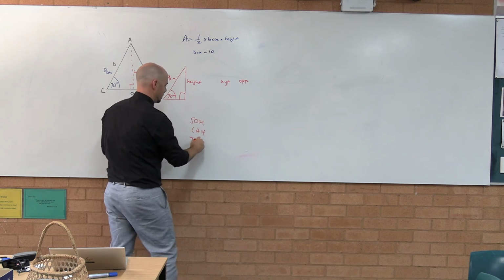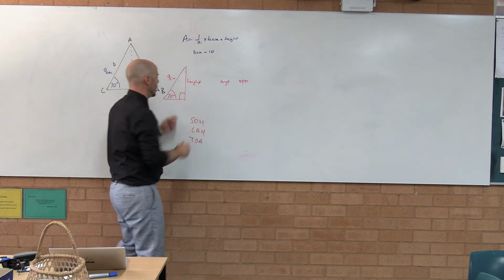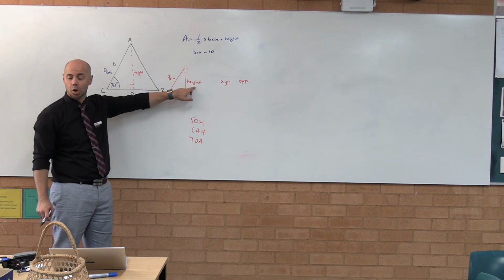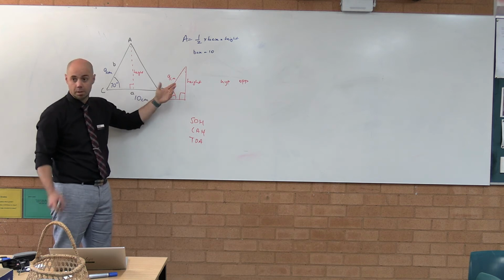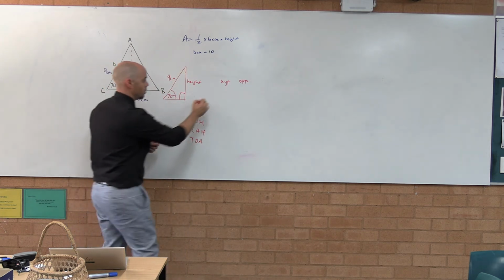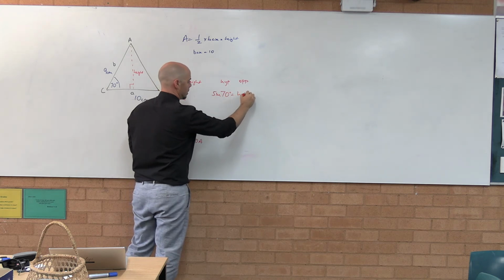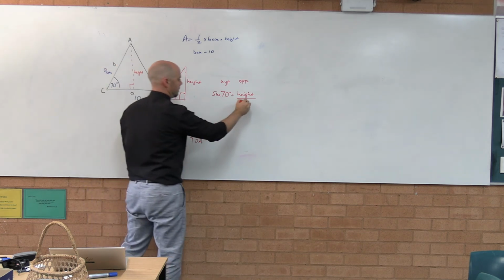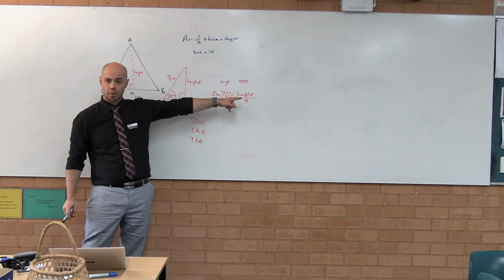So remember, SOHCAHTOA, sine is opposite over hypotenuse. Okay, so I know that we can actually figure out this height based on sine of 70 degrees in this triangle. Okay, we can do that. I'll keep working on that then. So we know that sine 70 degrees equals the height over the hypotenuse, which is 9. Okay? Now if I want to work out the height, what do I need to do?